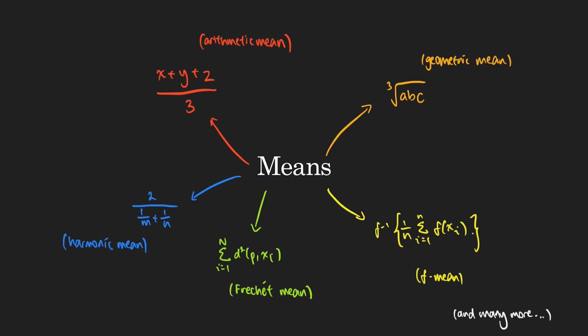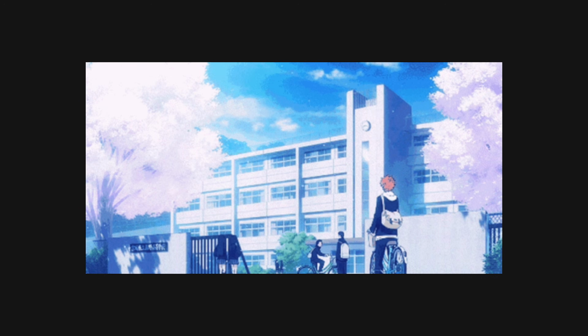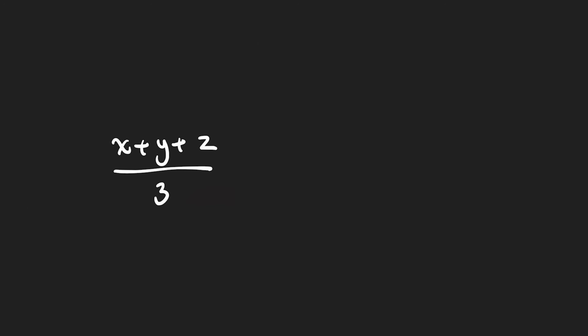There are many different kinds of means. Usually, when we say mean, we refer to the arithmetic mean. It is the sum of a few real numbers divided by the number of numbers. However, there is another type of mean that most of us don't really learn at school, the geometric mean. Instead of adding up all the numbers, we multiply them and root the product according to the number of numbers.